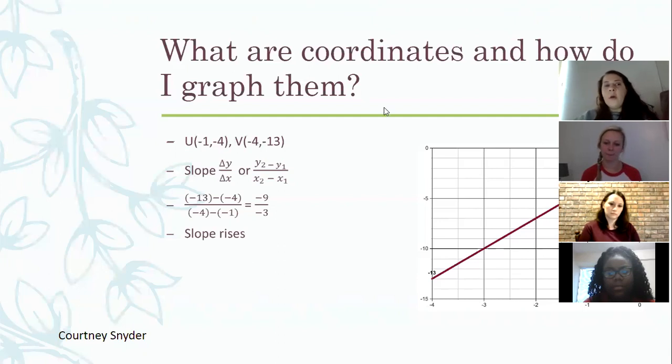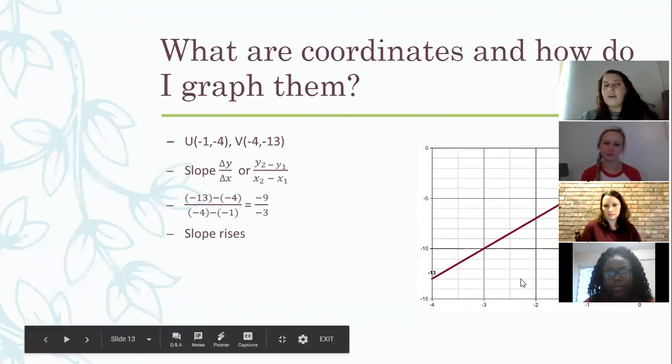So to graph it, we're going to start with the first number, which is negative 1. And we are going to move to the left on the x-axis because it is negative 1. So we go negative 1 on the x-axis, and then we go down 4, going negative on the y-axis. And then that is where your point will be plotted.